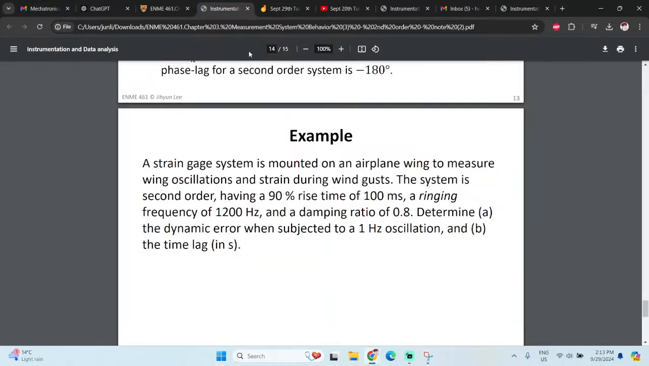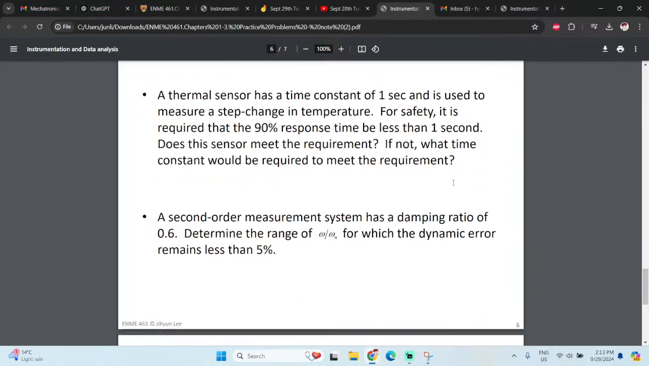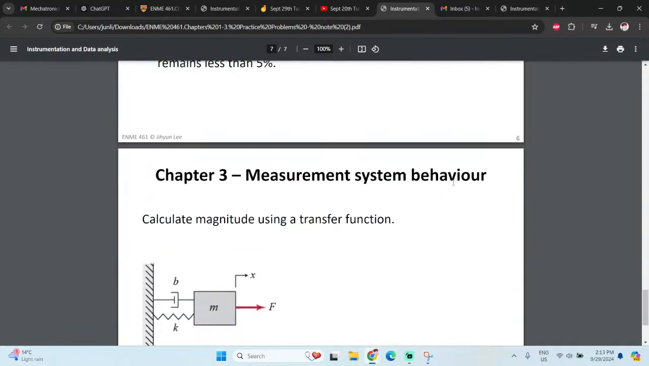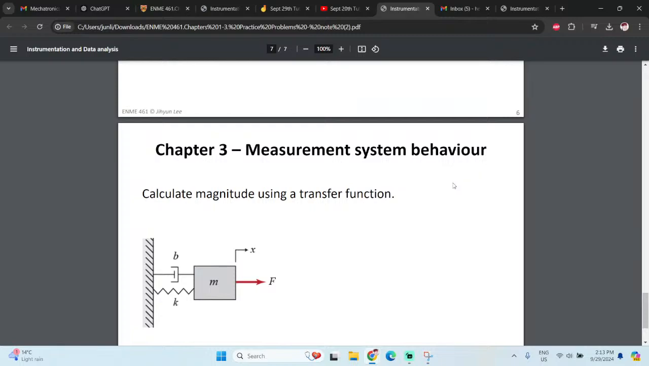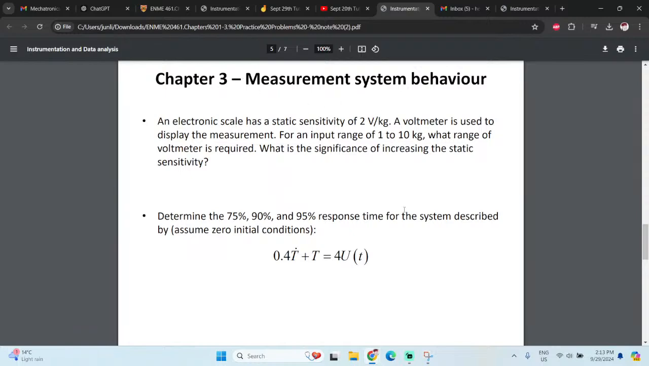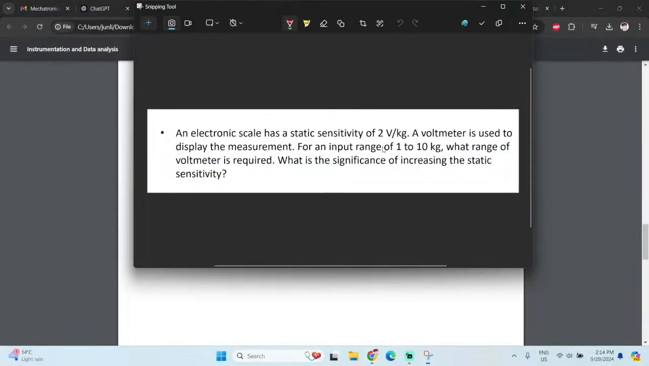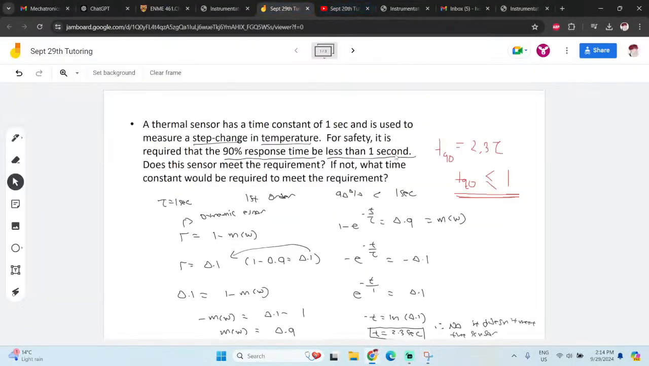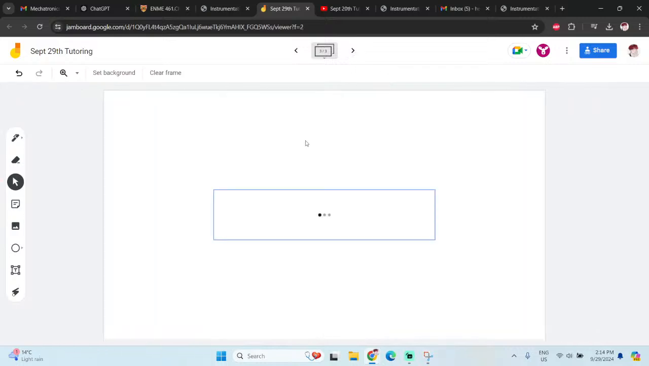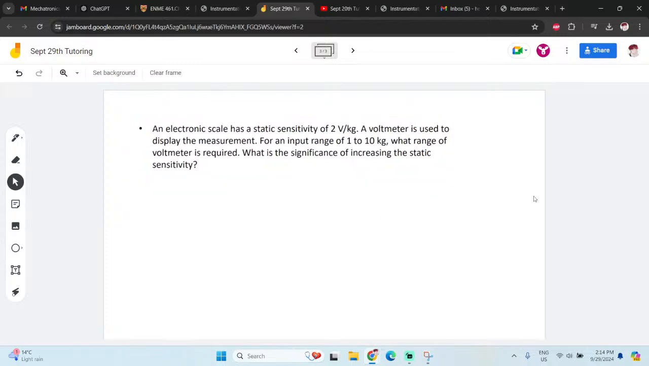Okay, so that question is good. Let's do slide number 5, the first question with the electronic scale. Slide number 5. The electronic scale has sensitivity. Okay.